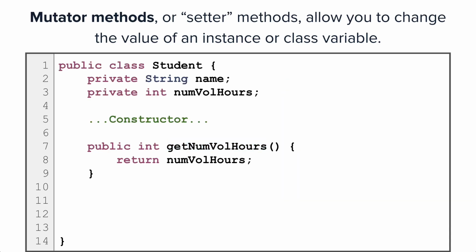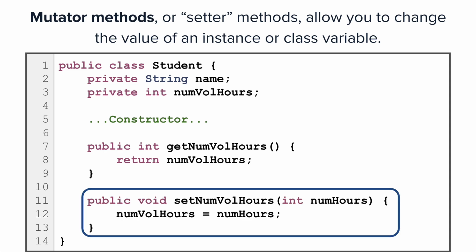Mutator methods, or setter methods, allow you to change the value of an instance or class variable. You can add a mutator method to the student class like this. This mutator method enables you to change the value of the numVol_hours variable. Let's take a closer look at this method.